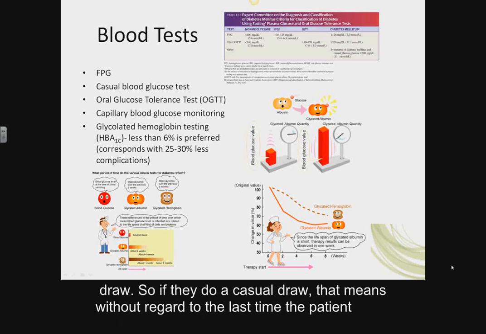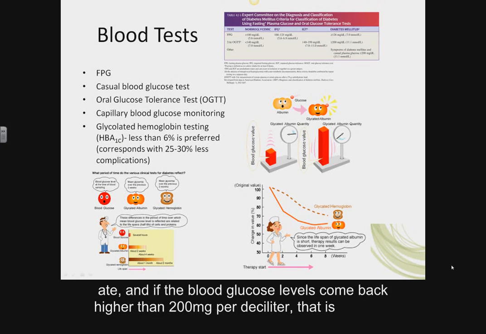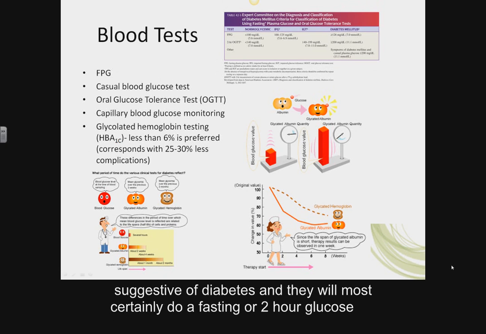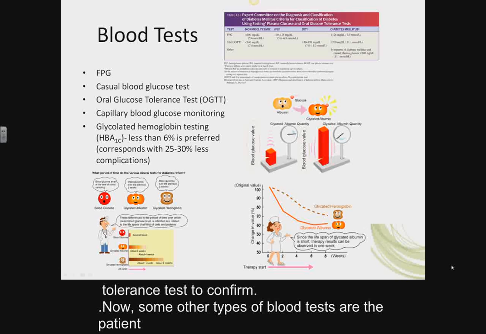So if they do a casual draw, that means without regard to the last time the patient ate, and if the blood glucose levels come back higher than 200 mg per deciliter, that is suggestive of diabetes. And they will most certainly do a fasting or 2-hour glucose tolerance test to confirm.